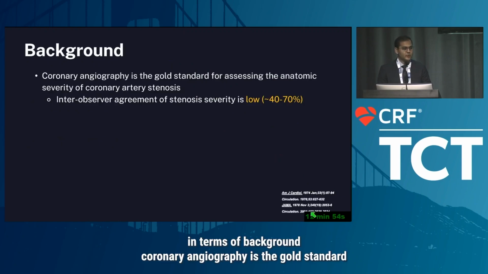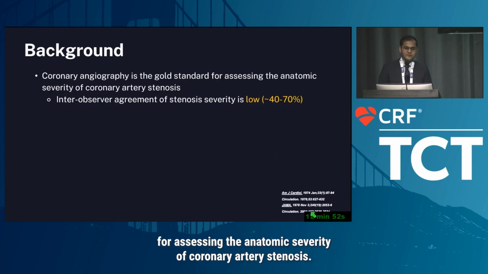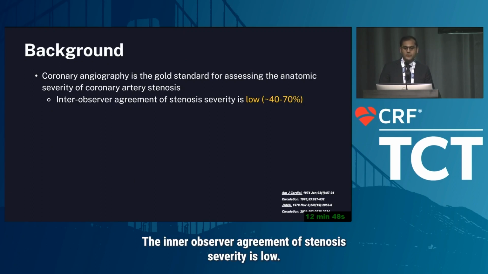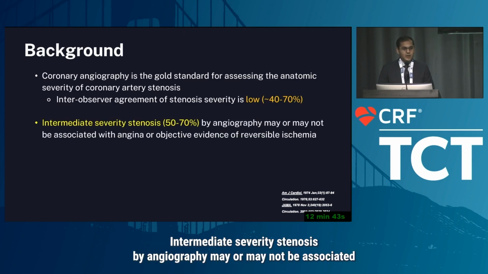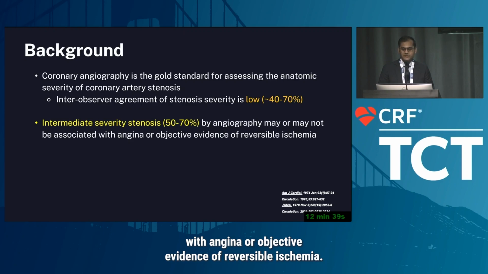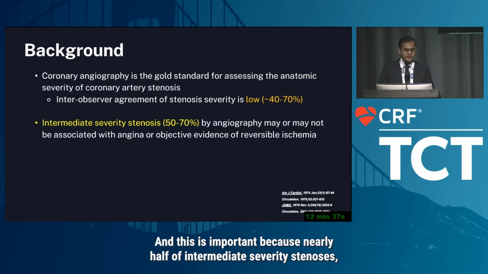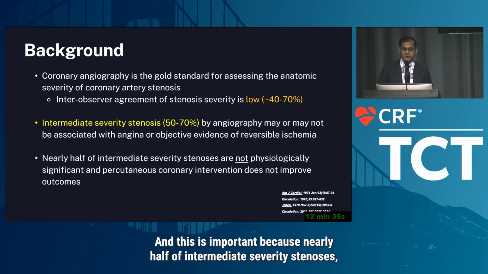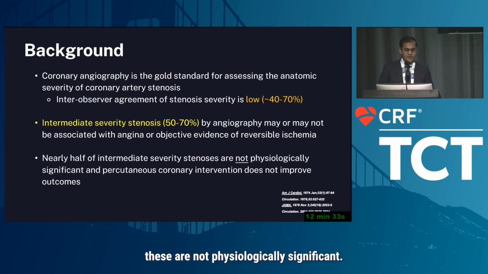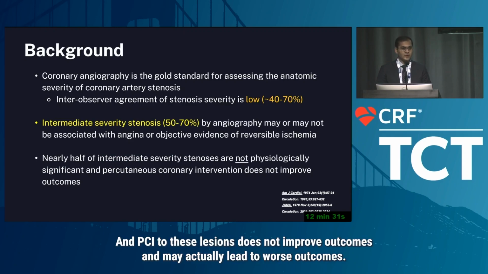In terms of background, coronary angiography is the gold standard for assessing the anatomic severity of coronary artery stenosis, but inter-observer agreement of stenosis severity is low. Intermediate severity stenoses by angiography may or may not be associated with angina or objective evidence of reversible ischemia, and this is important because nearly half of intermediate severity stenoses are not physiologically significant, and PCI to these lesions does not improve outcomes and may actually lead to worse outcomes.